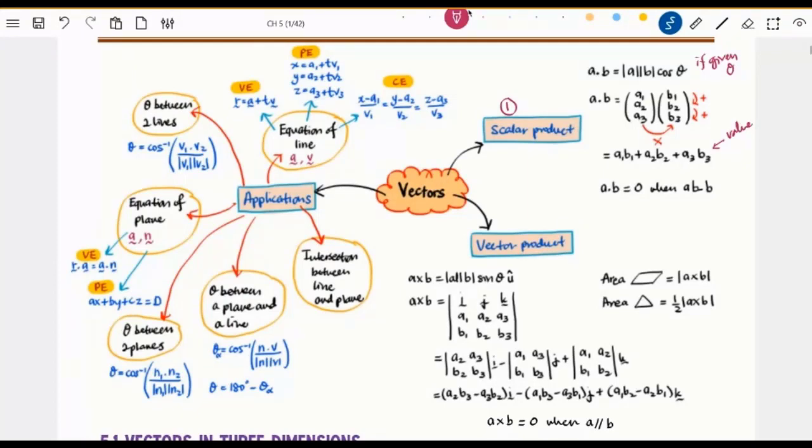Okay. And then we have the properties which is A dot B equal to 0 when we have A and B perpendicular to each other, which is angle dia ada 90. Okay, so ini angle dia 90 degree.